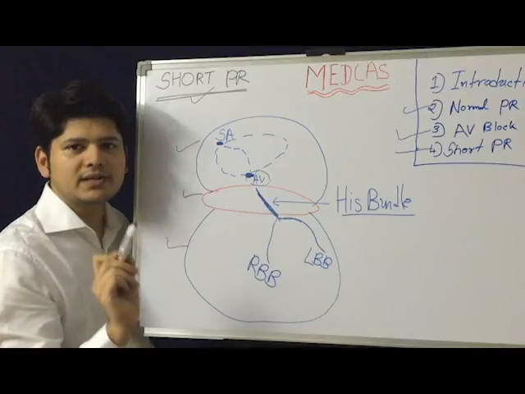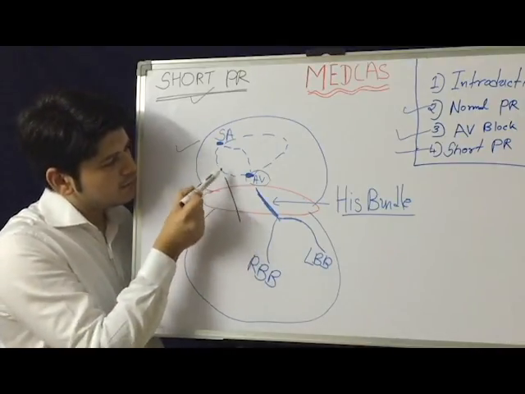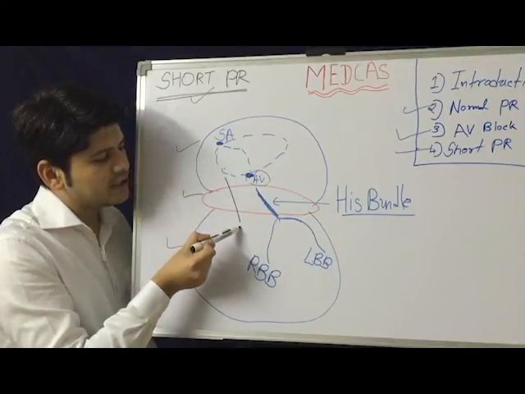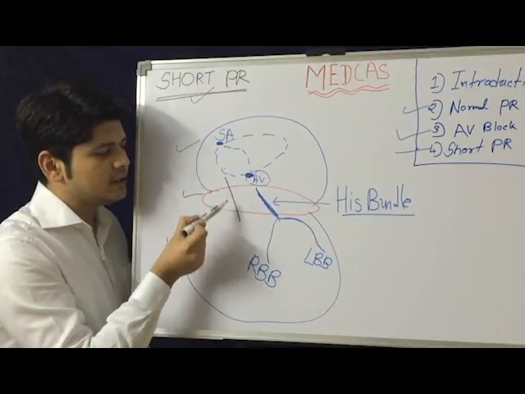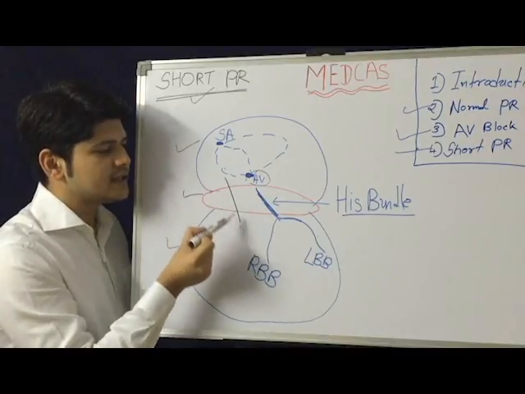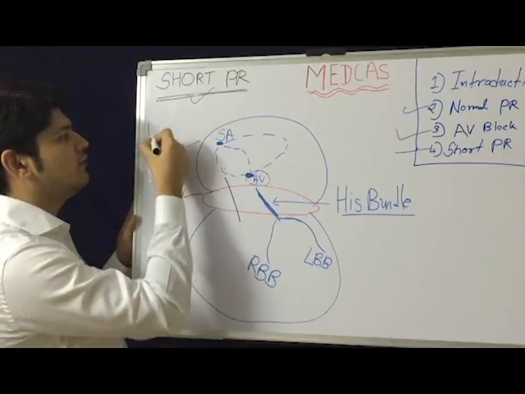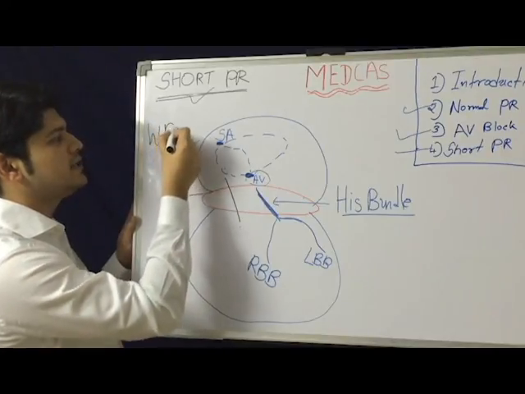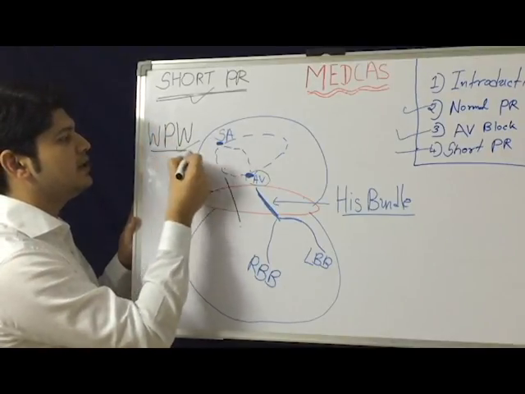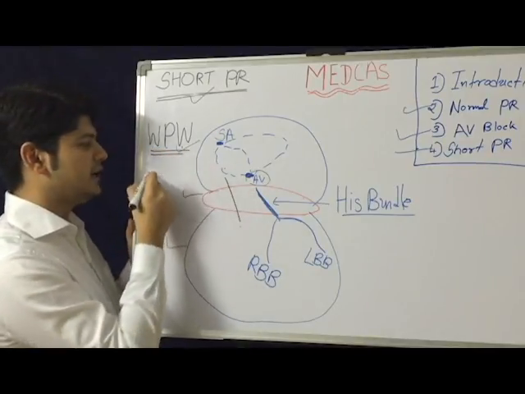How do we bypass this AV node? Let me create one accessory pathway from atria to ventricle directly. If this kind of pathway is there, the PR interval will be shortened. Now this accessory pathway happens in 2 conditions. One is known as Wolff-Parkinson-White syndrome, that is WPW.